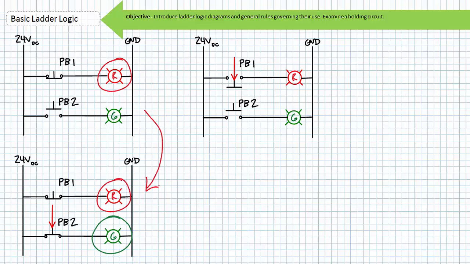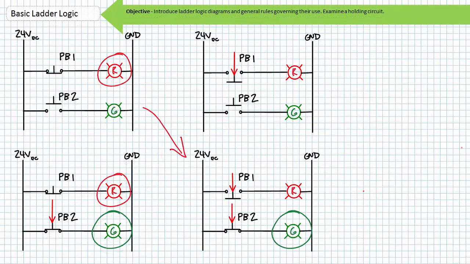If an operator actuated normally open push button 2, PB2 would close, and the green pilot lamp would energize. The state of the system is now red light on, green light on. Note I'm drawing normally open PB2 being actuated into its activated closed state. When an operator releases the momentary normally open PB2, the spring return returns PB2 back to its deactivated open state and the green light turns off. We're back at the start state.